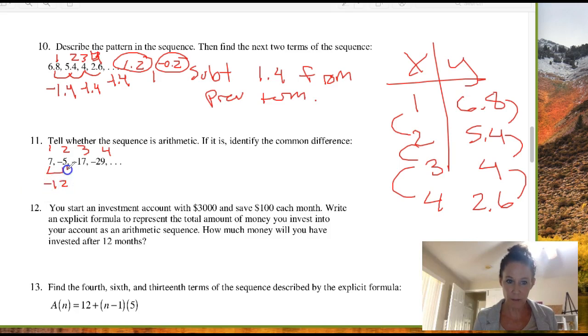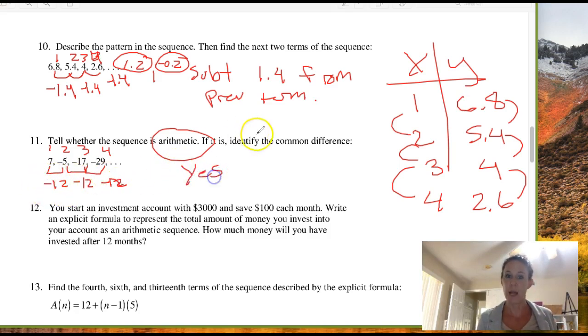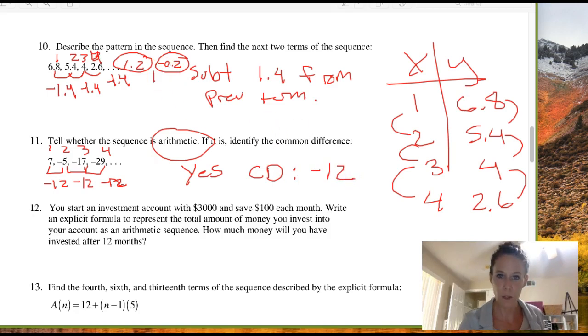Okay, let's see if that is the same from negative 5 to negative 17. It is negative 12. From negative 17 to negative 29? Yep, negative 12. So is this arithmetic? It is if it has a common difference. It does. The common difference is negative 12. So yes, identify the common difference. The common difference, or CD, is negative 12. All right, on to the next one.